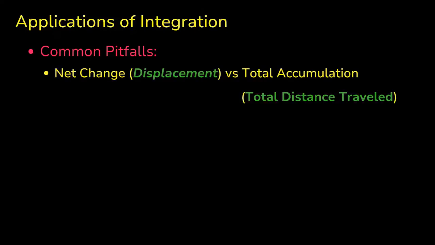Now let's talk about a heads up for some common pitfalls. Not understanding the distinction between net change and total accumulation. Students often mix these up. They confuse displacement with total distance traveled. So you want to look for keywords like total, accumulated, or net. And make sure you know when your integral represents signed accumulation versus just total magnitude.